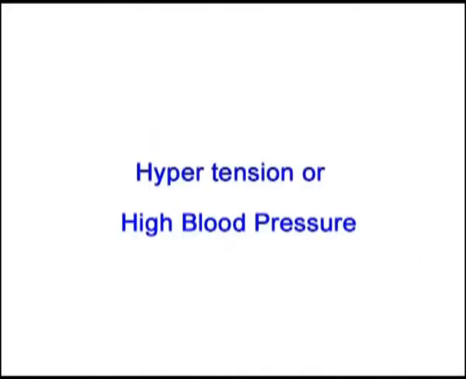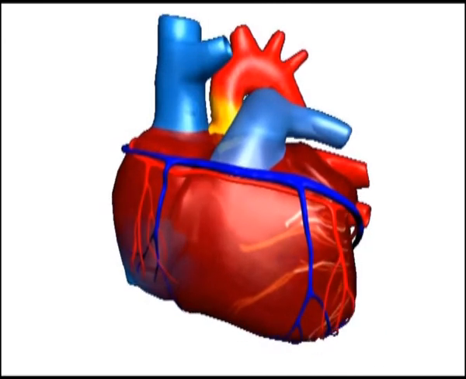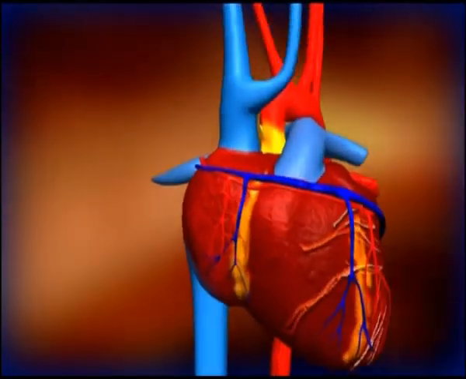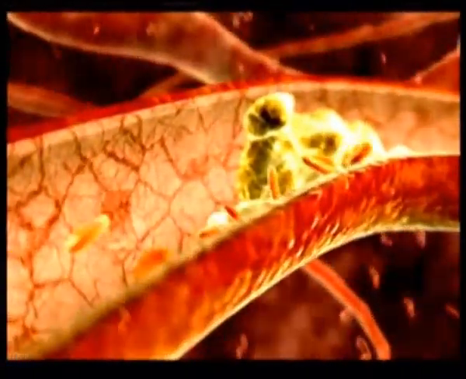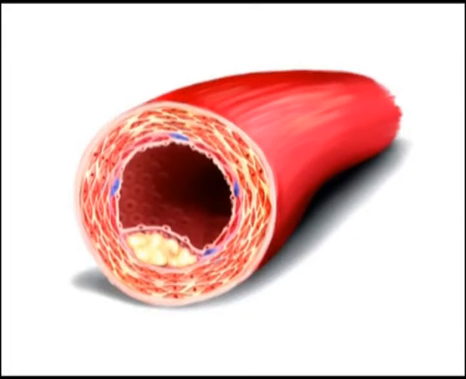Hypertension or high blood pressure. The blood pressure temporarily increases during every systole and decreases during every diastole. But in some persons, it is usually higher than 120 by 80 due to deposition of cholesterol on the inner walls of the arteries. The cholesterol deposition leads to narrowing of the arterial lumen.